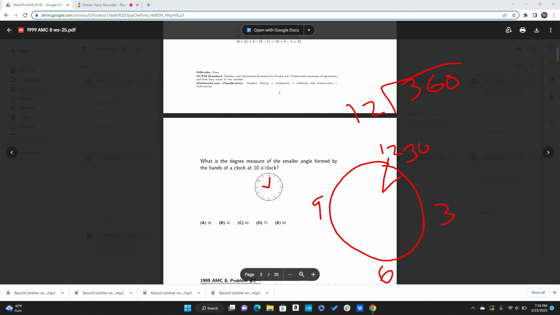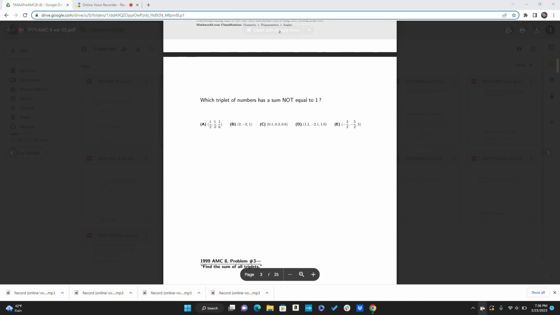So at 10 o'clock, we have the little hand at 10 and the big hand at 12. There's one number between the 10 and the 12, that's the 11. So it's 30 degrees between 10 and 11, and 30 degrees between 11 and 12. Adding them together, that's going to be 60 degrees between the two clock hands.